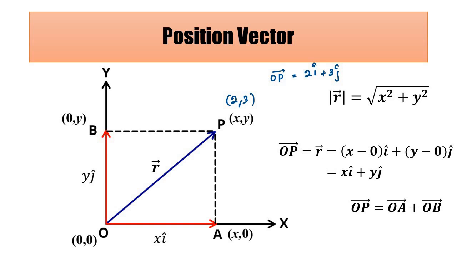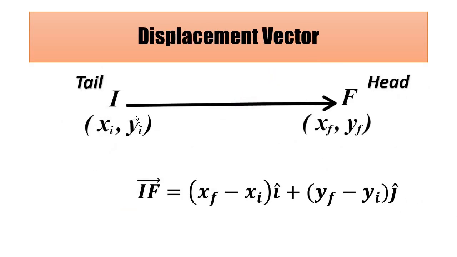this is a position vector. Suppose we have any vector which is drawn by joining any two points. Let's say we have an initial point I and a final point F, and we draw a vector with the final point F as the head of the vector, and the initial point I as the tail of the vector. We have discussed it. So the initial point I is defined by the coordinates xi, yi, and the final point is defined by the position coordinates xf, yf.